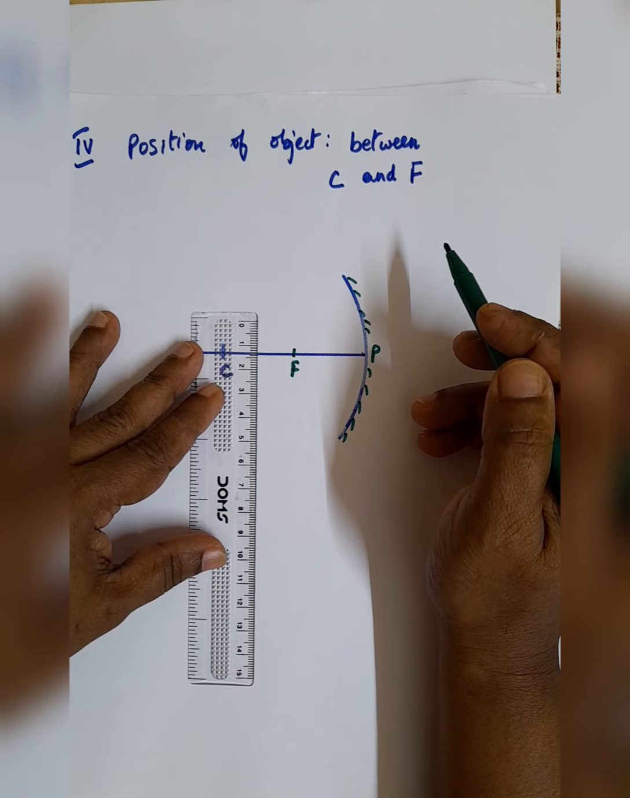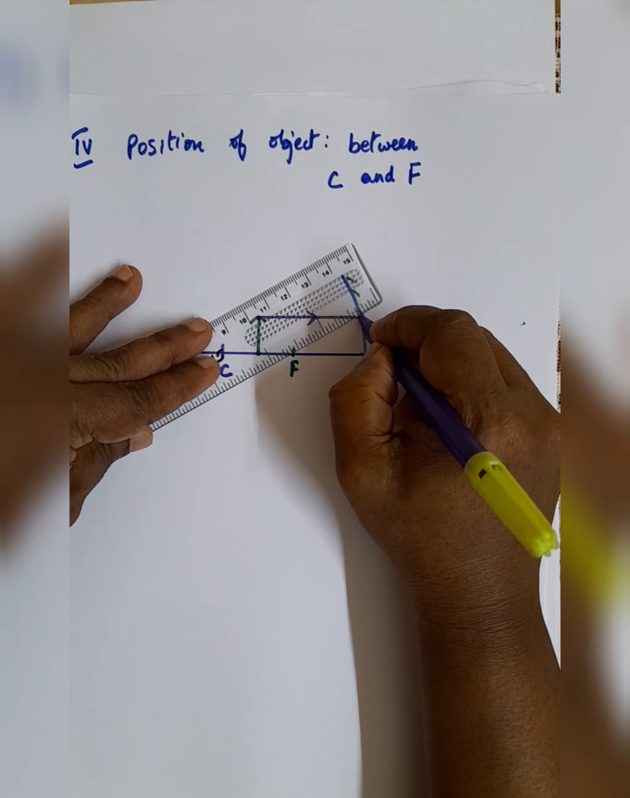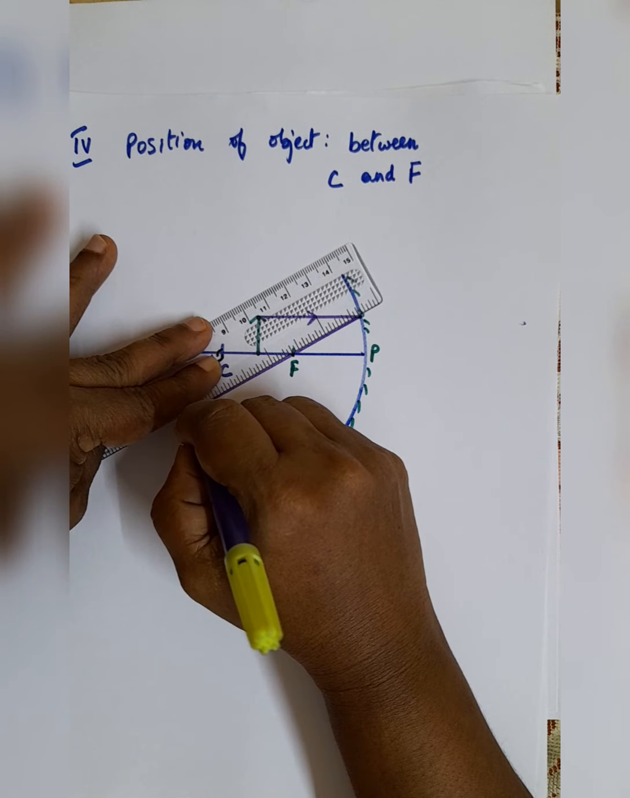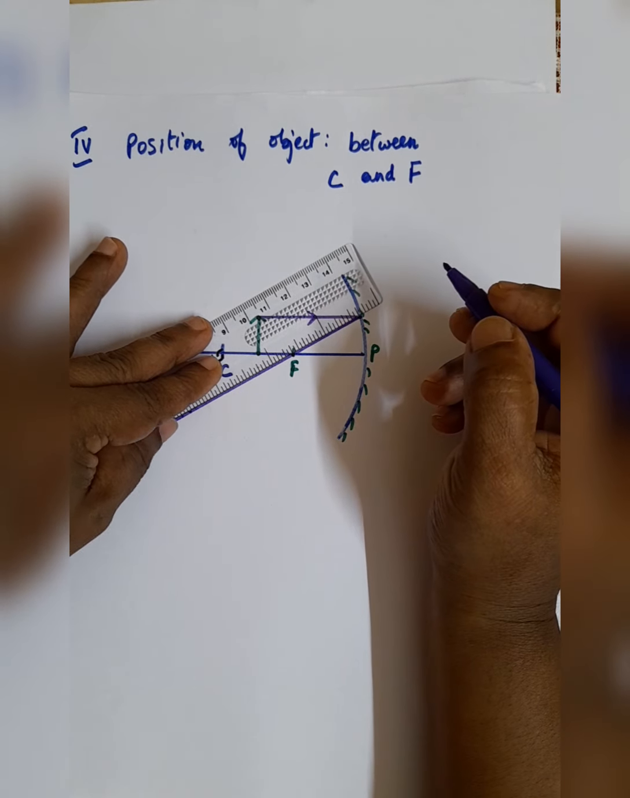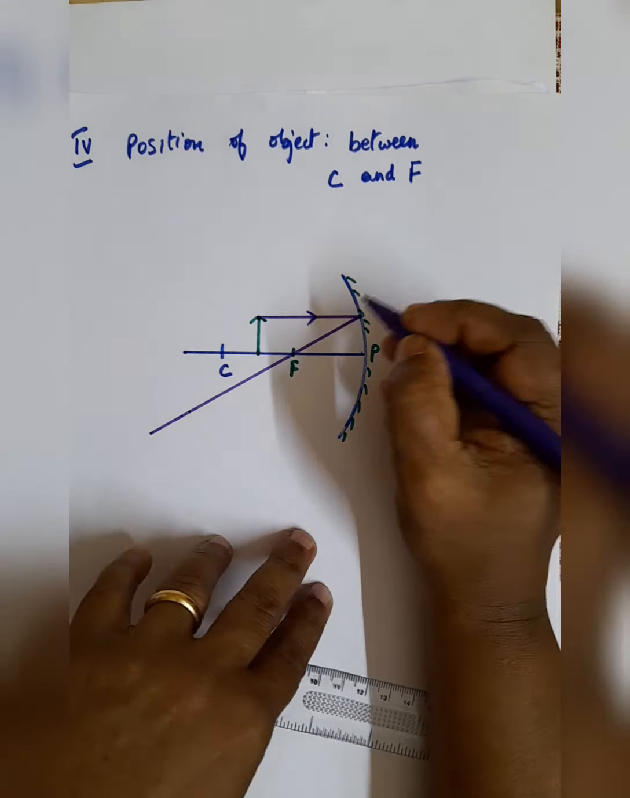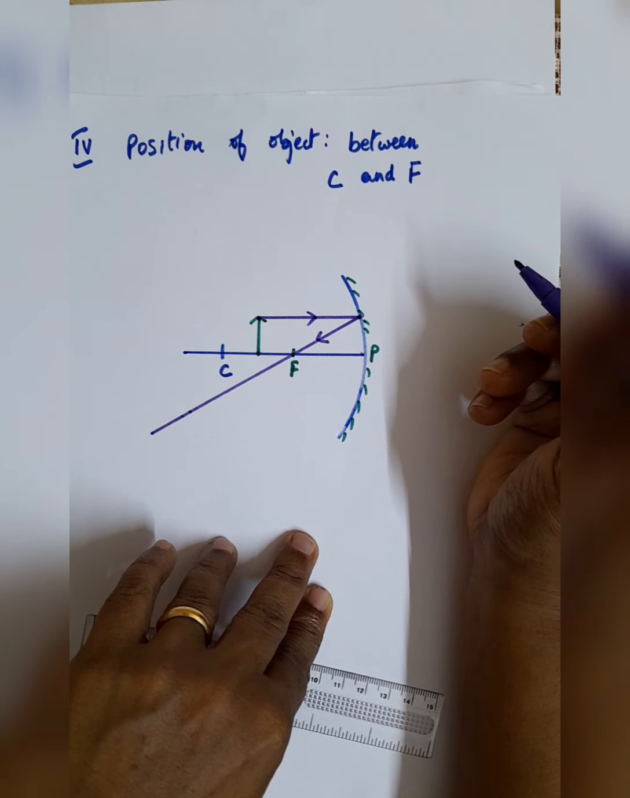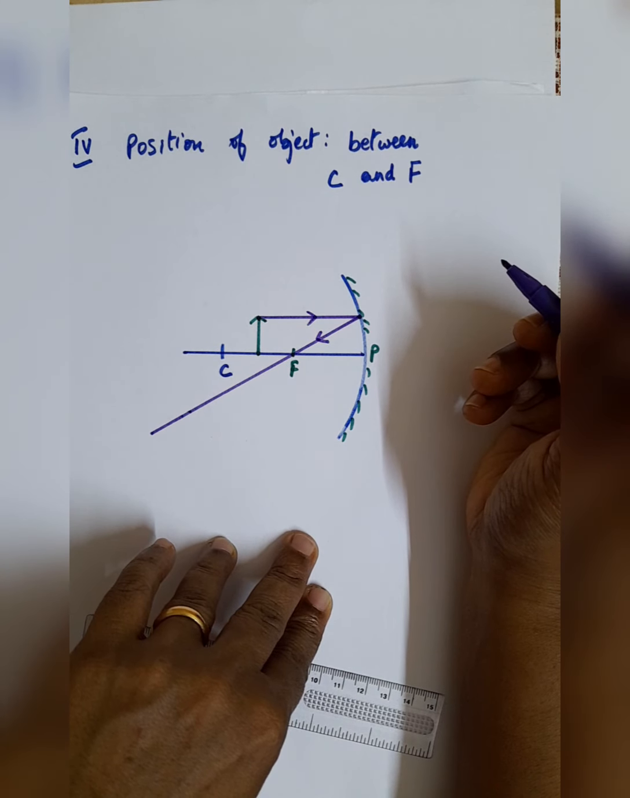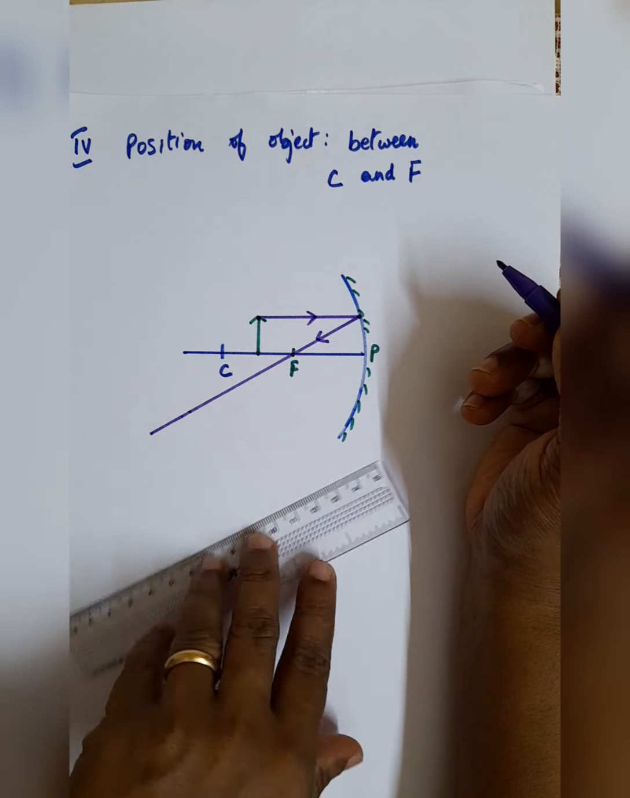So the first ray goes parallel to the principal axis, gets reflected and emerges through F. Okay. The next one goes to C.